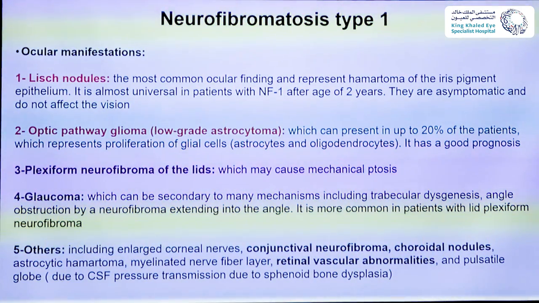Other ocular manifestations that can affect are plexiform neurofibroma of the lid, as we saw, and glaucoma, and it has many mechanisms. It can be because of trabecular dysgenesis, or could be because of angle obstruction by neurofibroma that blocks the angle. We have many, many other findings, including enlarged cranial nerve, conjunctival neurofibroma, nodules in the choroid, and retinal vascular abnormality, and pulsatile globe that I cannot show you in the photos, but pulsatile globe, as we all know, is because of the sphenoid bone dysplasia. So if you have absence of the greater wing of sphenoid, that means you will have the transmission of the CSF pressure into the globe, and that's why it's pulsatile.